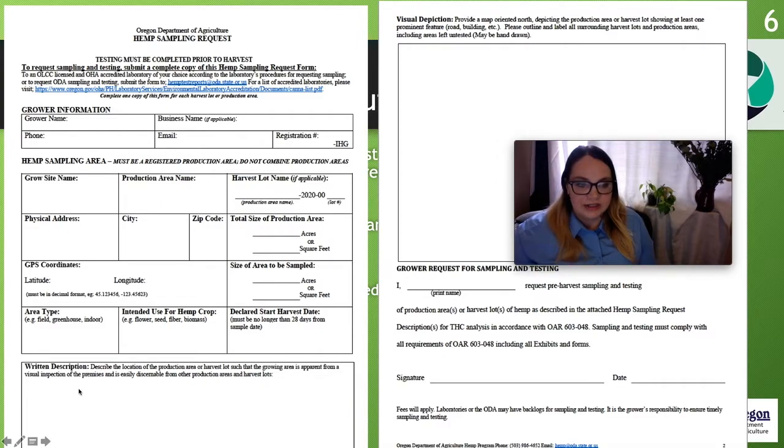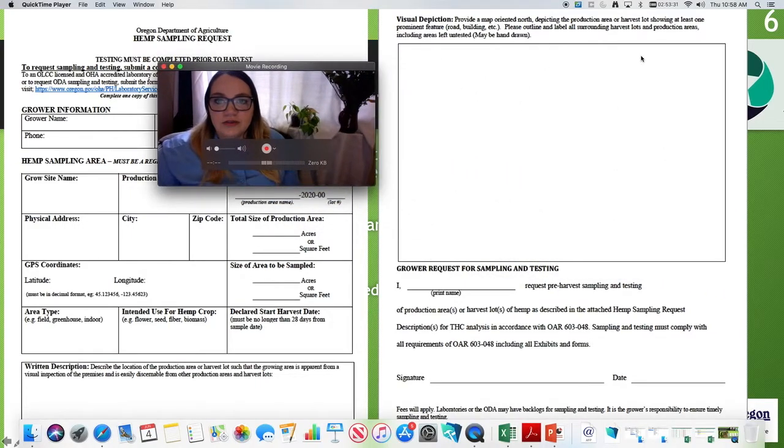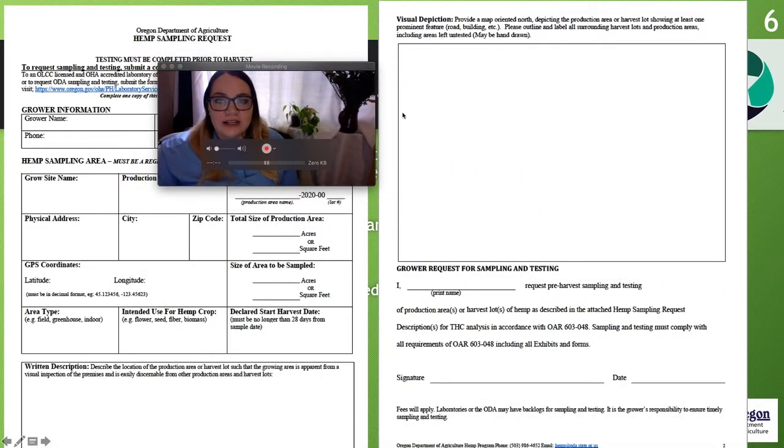This written description really needs to be filled out. Please don't accept a form that has any blanks on it, especially this. And the visual depiction, I've stated here, please outline and label all surrounding harvest lots and production areas, including the ones left untested. This will help me with traceability, and it will help me determine which areas I'm still missing a test report for. Also, please make sure that it's signed and dated.